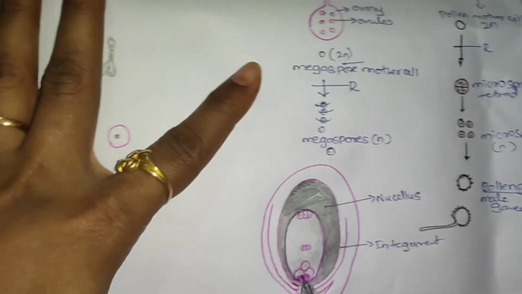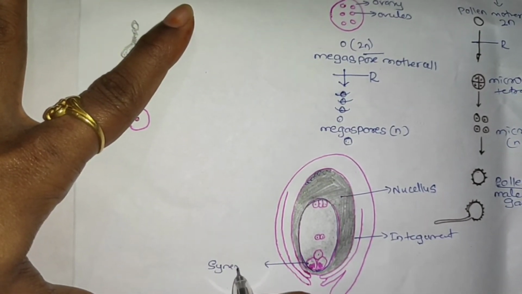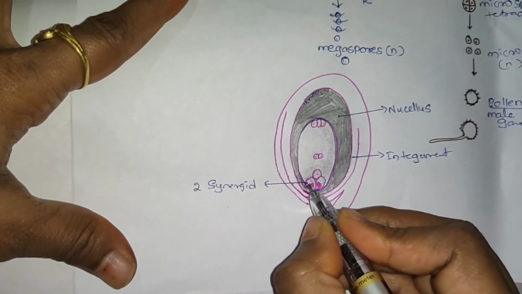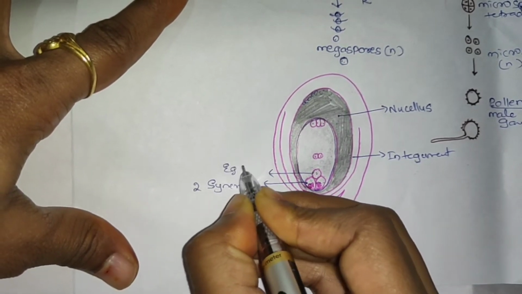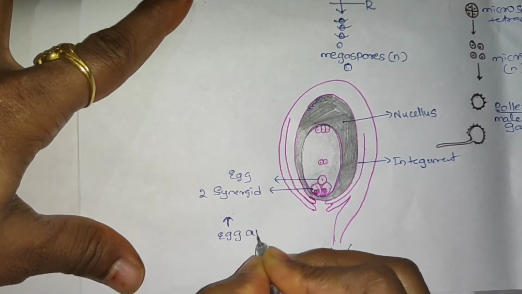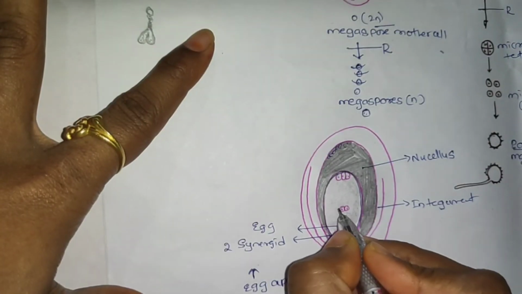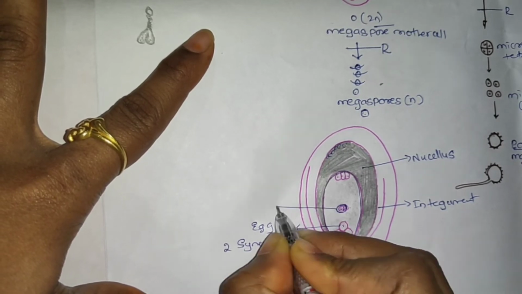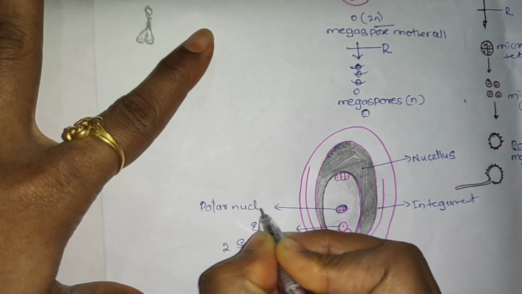So what all things is it having? Inside the embryo sac, it is having synergids. 2 synergids are there, this one and this one. These are the synergids. What is this one? This is the egg. Both together we call the egg apparatus. In the center, these 2 are haploid cells. They are going to fuse to form diploid polar nuclei.